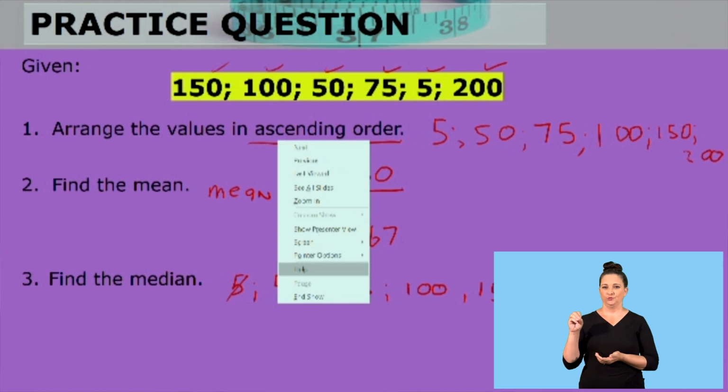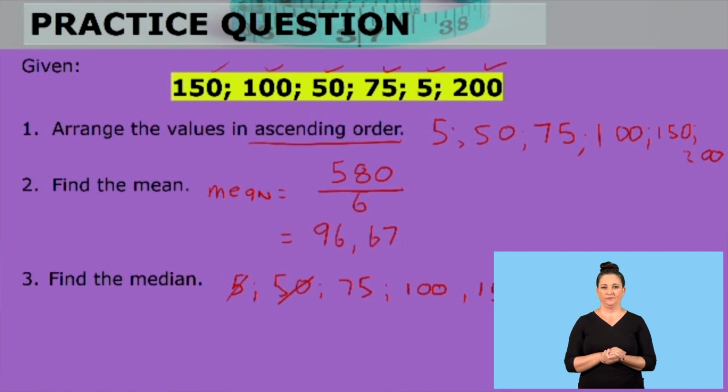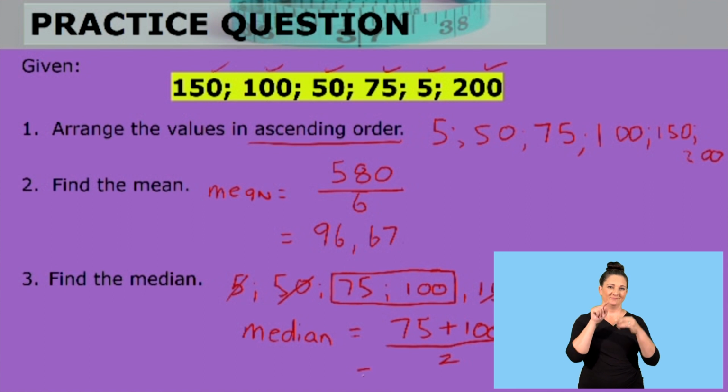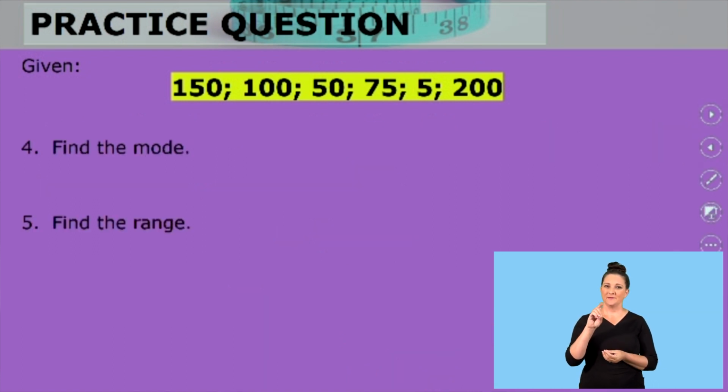Then, scratch values, working our way inwards as follows. Get rid of the 5 and the 200. We use the 50 and the 150. Then the 75 and the 100. And in this case, we find the median between these two numbers. So the median equals 75 plus 100 divided by 2. And here we go. Our answer there is 87,5. And there we go. We found the median.